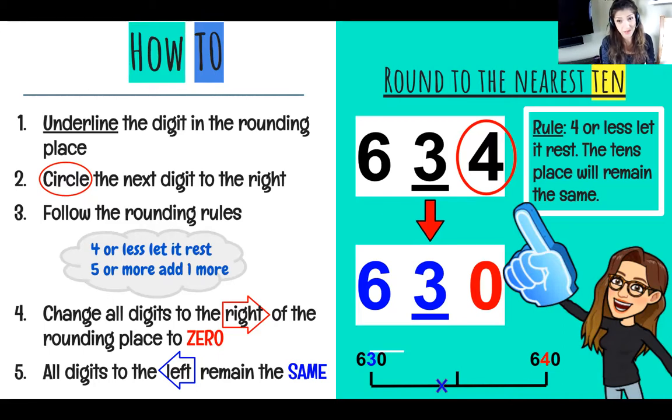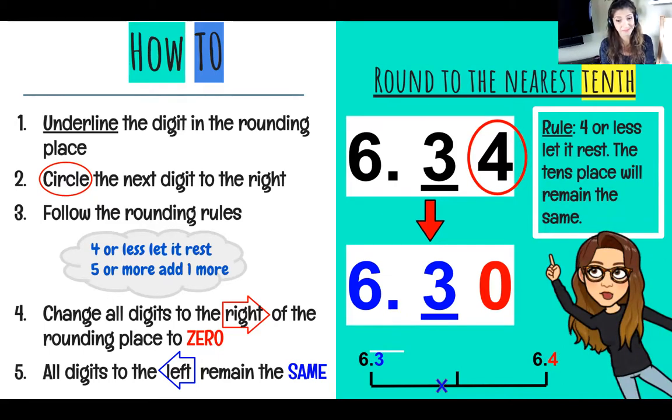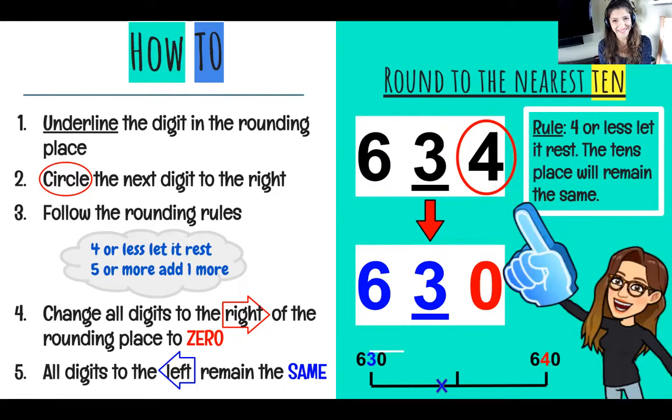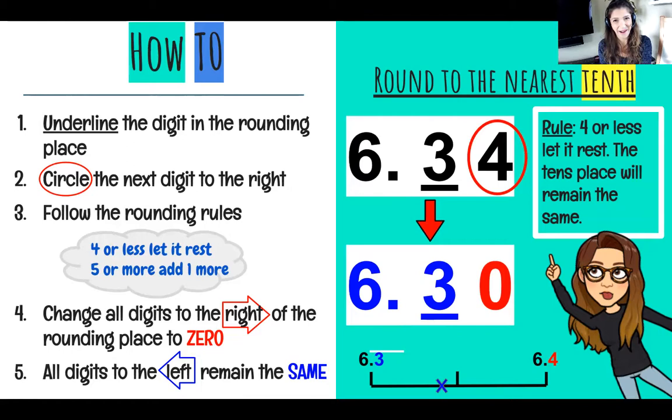Are you ready? Wait, where's the how-to column? Did I change my slide? Yeah, you did. No, you did. I get it. I know. What do you notice? The decimal point came on.